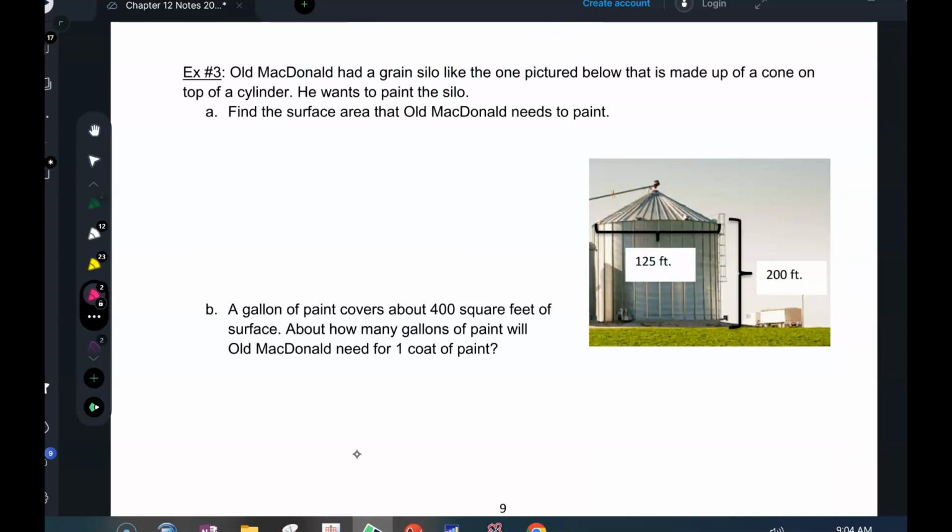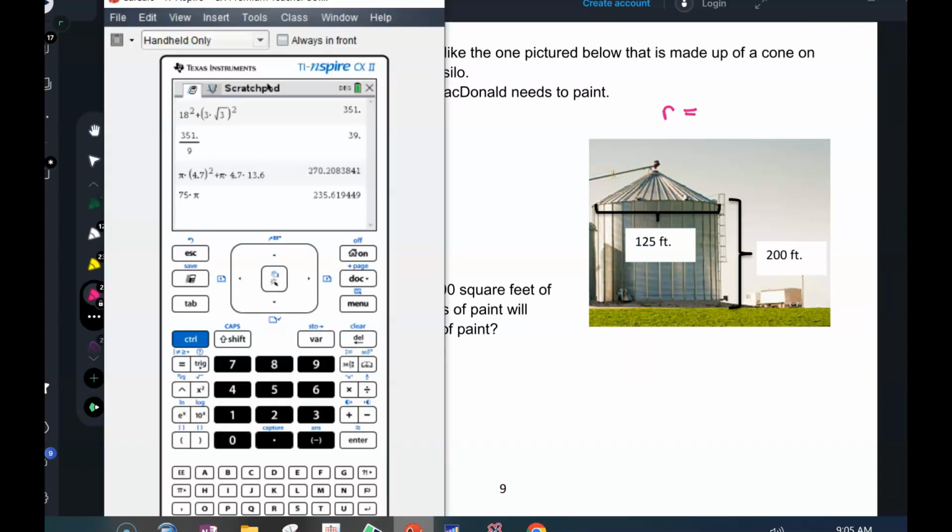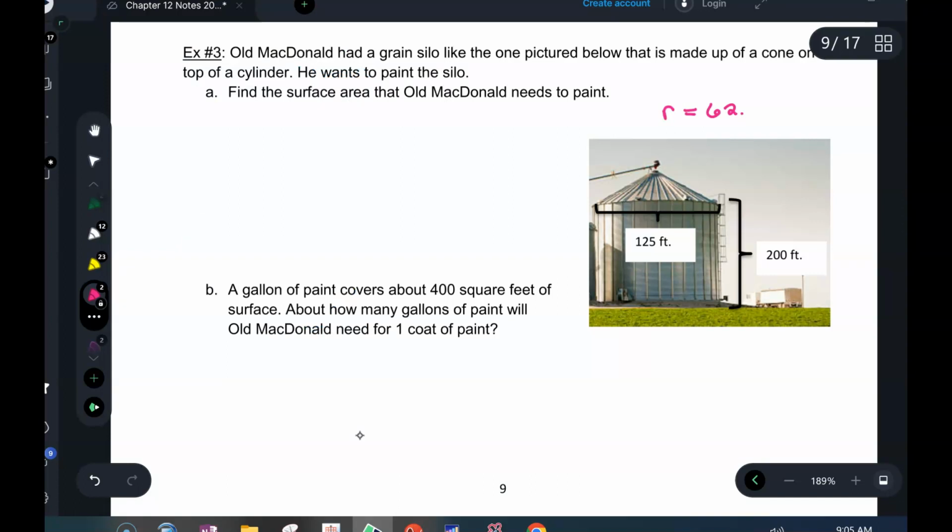Next problem. A grain silo. So it's a cylinder with a cone on top. So find the surface area. 125 divided by 2, okay, so what's 125 divided by 2? It's going to be a decimal. You just put a decimal place after dividing by 2. 62.5.